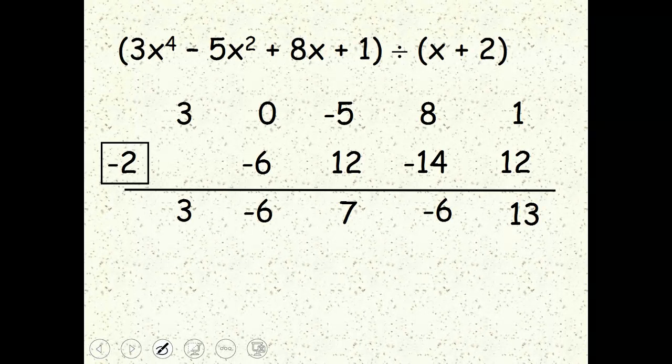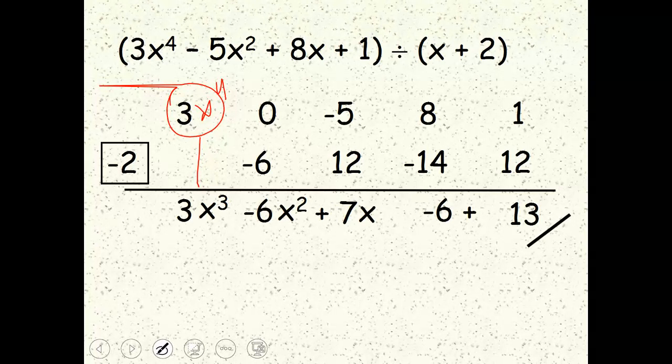Now, the 3 in the top here represents 3x to the fourth. So this down here is 3x to the third, 1 power less. And then we're just going to go descending from there, 3x to the third, x to the second, x to the first, and no x's. And that 13 represents 13 over x plus 2. And that's what we got the last time too. So hopefully that's what you got this time, doing it synthetically.